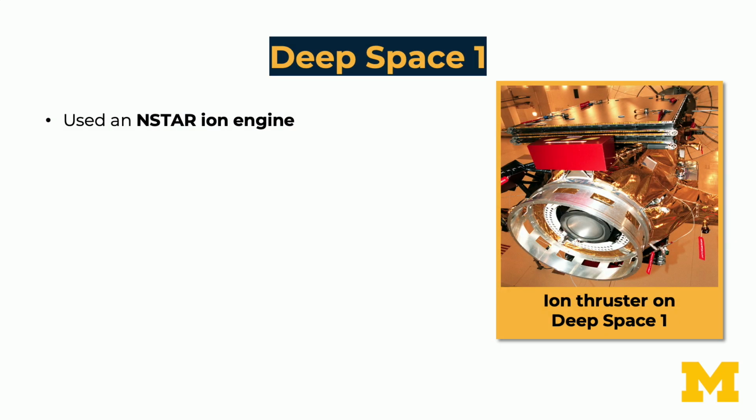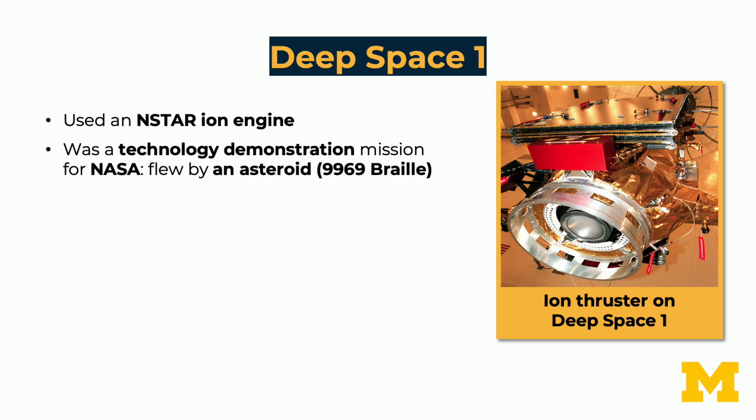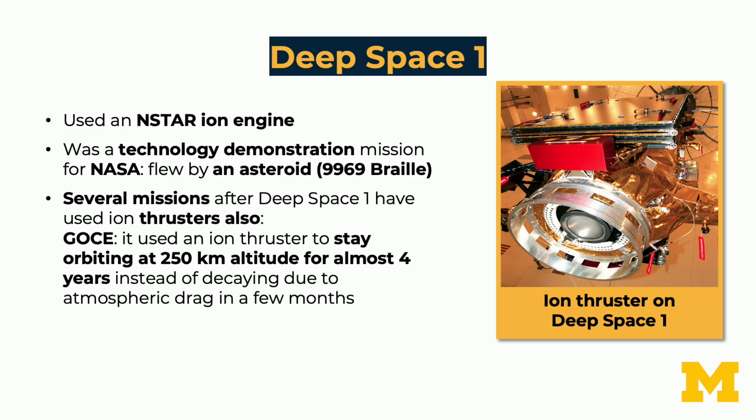So there was this thing called Deep Space One, which was one of the first ion thrusters in space, and I call them ion thrusters or plasma thrusters. They're the same thing because ions and plasmas are pretty much the same thing. It used a NSTAR ion engine, and it was part of a technology demonstration mission for NASA. It flew by an asteroid, which was 9969 Braille, and several missions after Deep Space One have used ion thrusters.